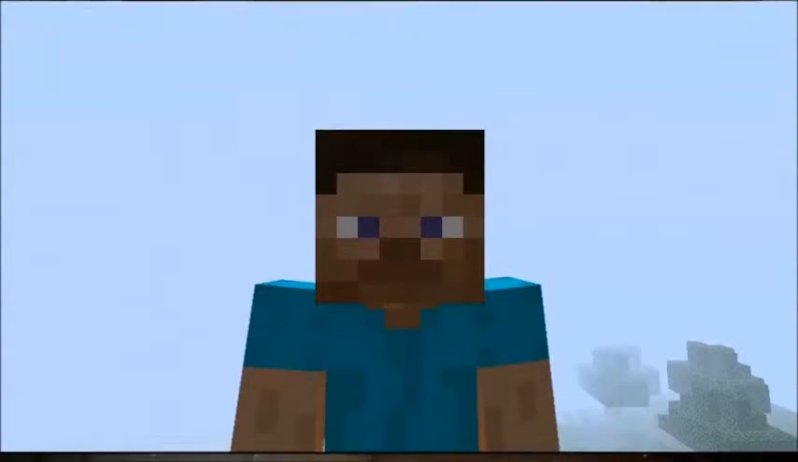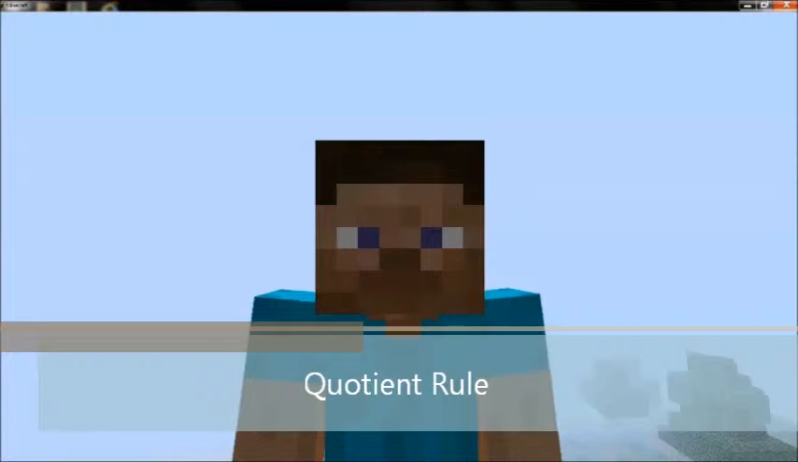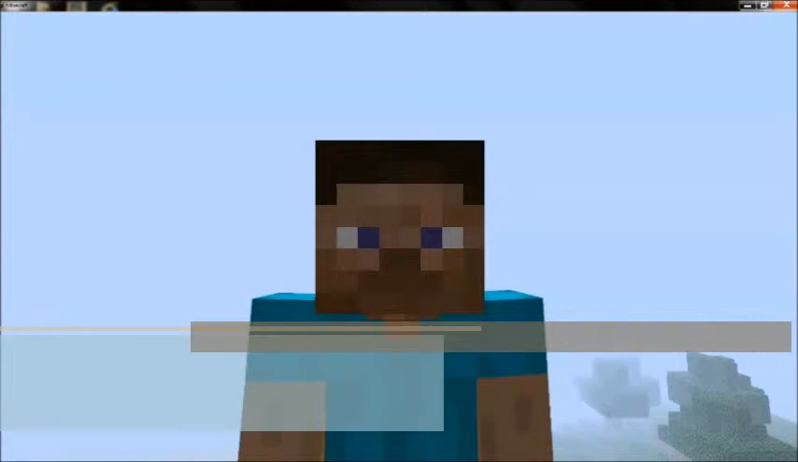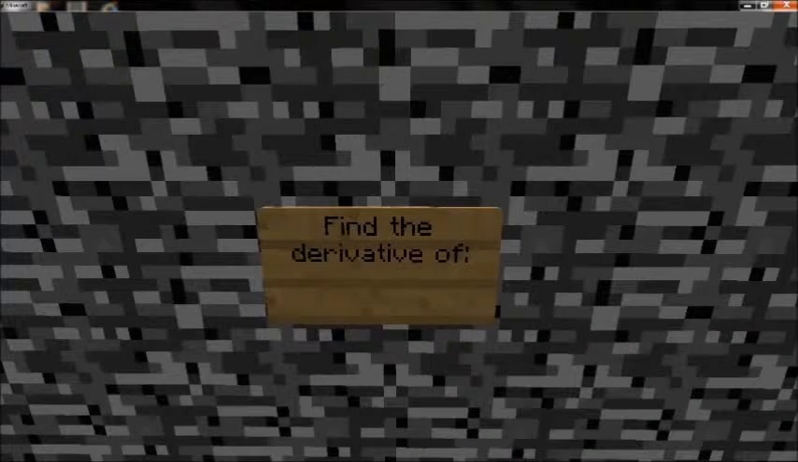Excellent! Hello, my name is Gurdon Smith, and I will be teaching you how to do quotient rule. Alright, let's begin. So obviously to be able to do quotient rule, you need to know how to do a derivative. So if you haven't learned that, go learn it now.